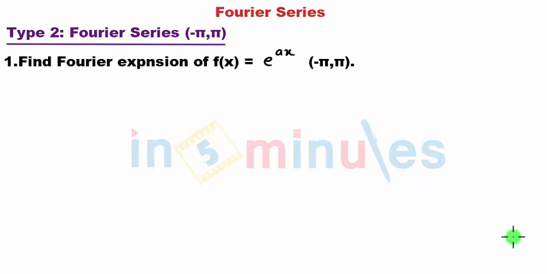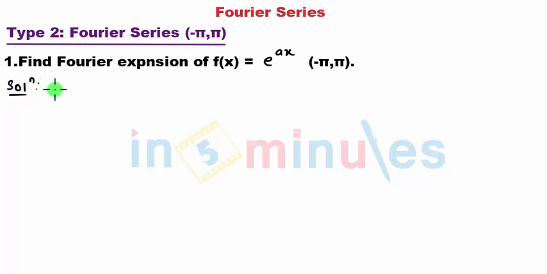We will start with now type 2 of Fourier series. The range is just changed to minus pi to pi. First sum is, we need to find Fourier expansion of f of x that is equal to e raised to ax in the range of minus pi to pi. So, I'll start with solution.